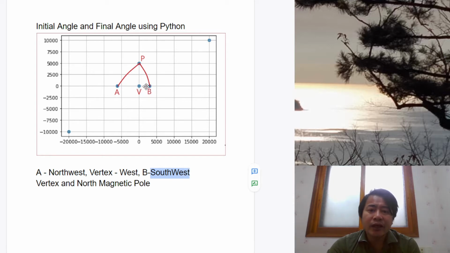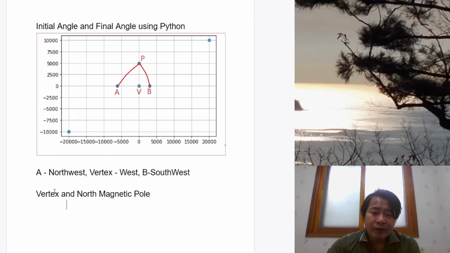And when we arrived at the B point, we get the angle, which is 180 degrees minus the angle PBA or PBV. That is the angle. This is also important.